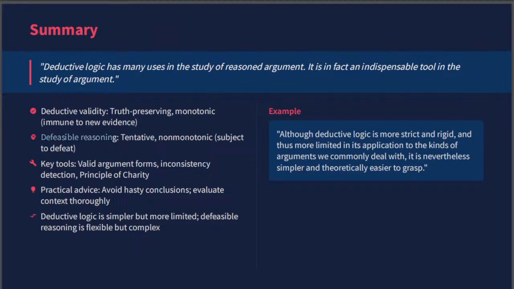Defeasible reasoning is only tentative, non-monotonic, subject to defeat. So again, the defeasible reasoning is the generallies, the mostlies, the typicallys. And those are subject to defeat through exceptions in circumstances and non-ordinary events. Key tools: valid argument forms, inconsistency detection, and that principle of charity.